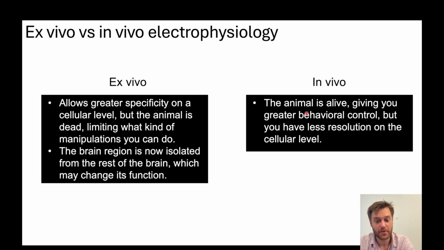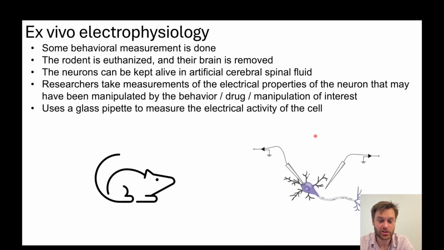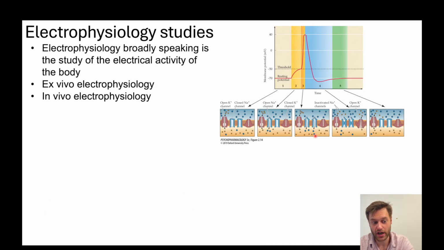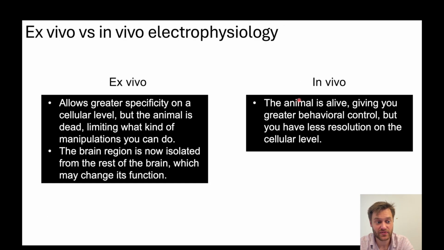In vivo means the animal is alive, giving you greater behavioral control, but you have less resolution on the cellular level. So for the exam, what you need to know about electrophysiology is that one, it's the study of the electrical activity of the neurons. And two, you need to know the difference between ex vivo and in vivo electrophysiology.